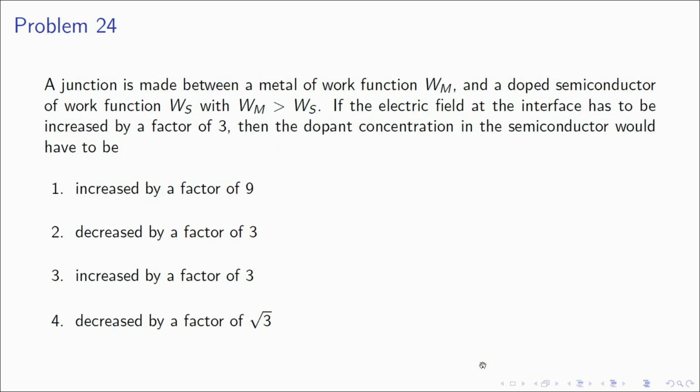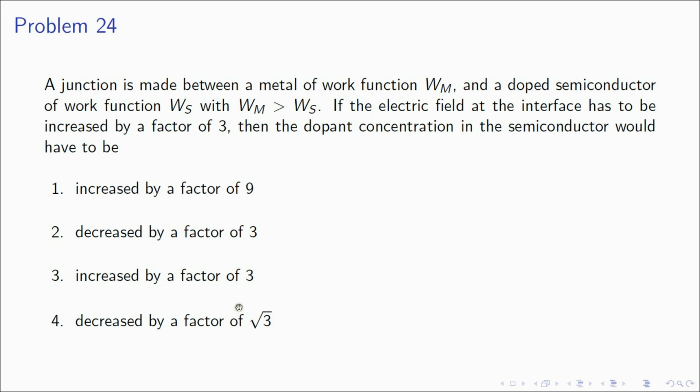Okay, so next is this. It says a junction is made between a metal of work function Wm and a doped semiconductor with Ws, where Wm is greater than Ws. If the electric field at the interface has to be increased by a factor of 3, then the dopant concentration of the semiconductor would have to be increased by what factor?